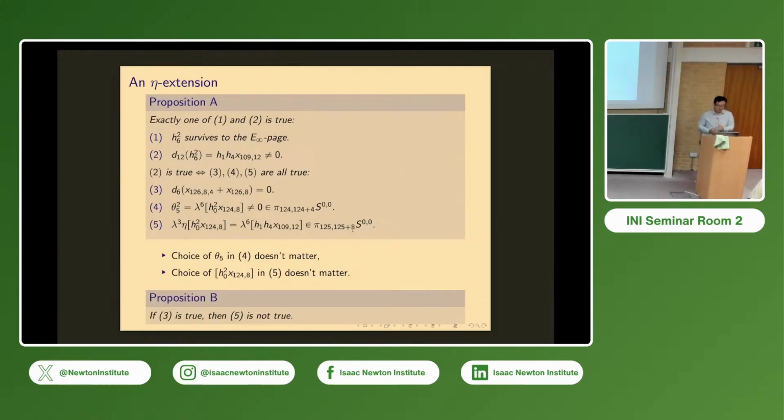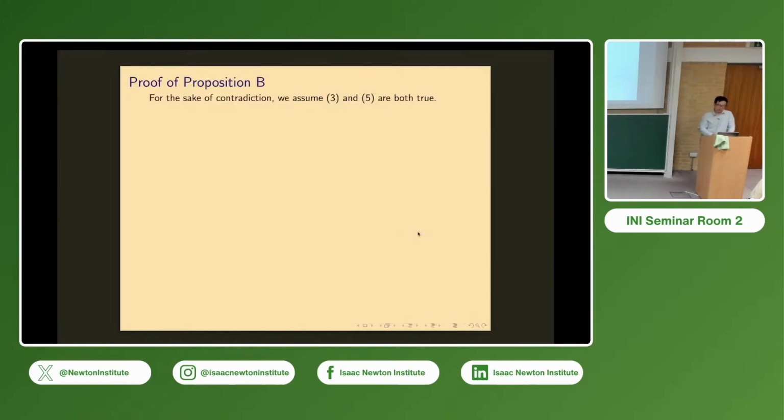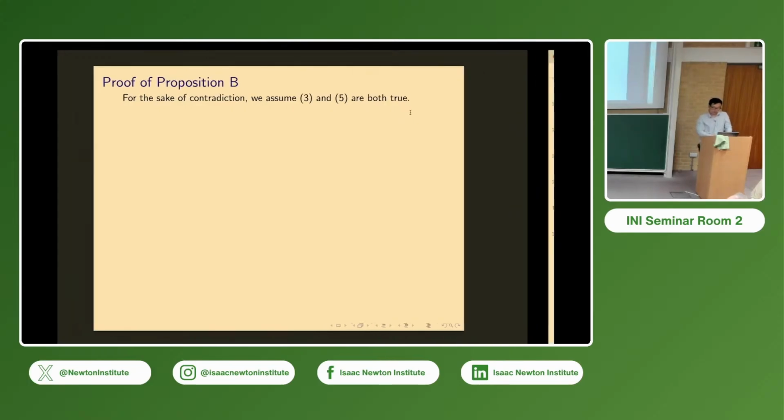Okay. So the way to prove the final theorem is to establish that one of these 3 is not true. We're going to assume 3 is true, but we're going to prove that 5 is not true. Namely, this eta extension cannot happen, and therefore theta 6 does not survive. So for the sake of contradiction, we're going to assume 3 and 5 are both true and prove a contradiction.